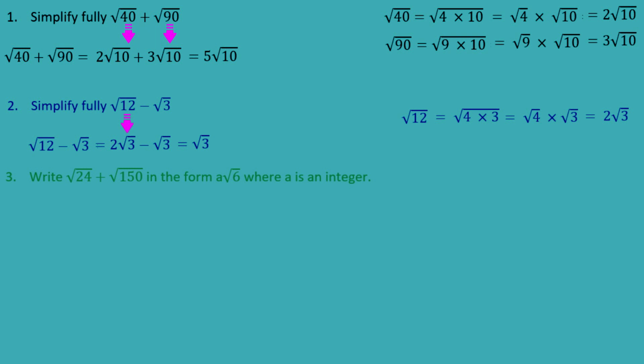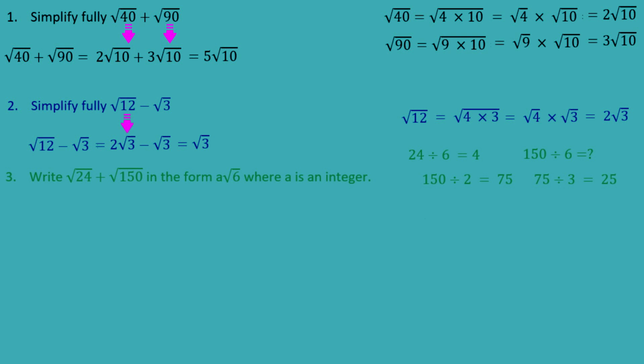We know that both roots are the product of their highest square factor and 6, because they must both simplify to an integer times root 6. 24 divided by 6 is 4, so 4 is the highest square factor of 24. To divide 150 by 6 without a calculator, first divide it by 2, which gives 75, then divide 75 by 3 which gives 25. 25 is the highest square factor of 150.